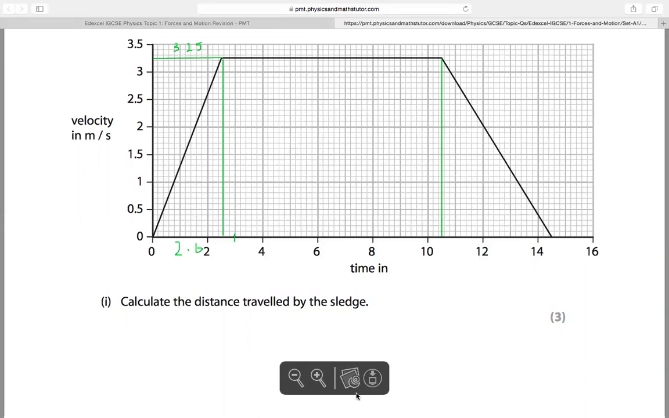Guys, please mute yourselves if you're not answering me. Okay, so the height here is 3.25. So what is half times 2.6 times 3.25? 4.225. Yes. Let me just double check now. So 2.6 times 3.25 times half. So the first shape is 4.225 meter.